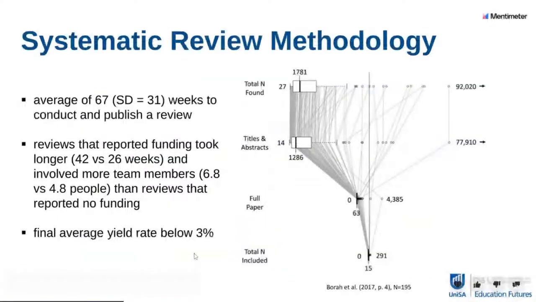Okay. Now, the other challenge that you can come across is if you're wanting to publish a systematic review, here we come back to time and resourcing. Now, there was a study done by Bora and colleagues in 2017, and they looked at 195 different systematic reviews that were published, and they looked at not only how many articles they included within those reviews at the final stage, but also how long it took for their systematic reviews to get published. Now, if you're not planning on publishing, this shouldn't be an issue to you. You might be just interested in publishing for your own department, your own colleagues, and that's absolutely great.